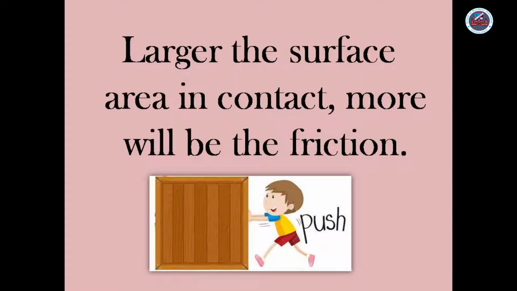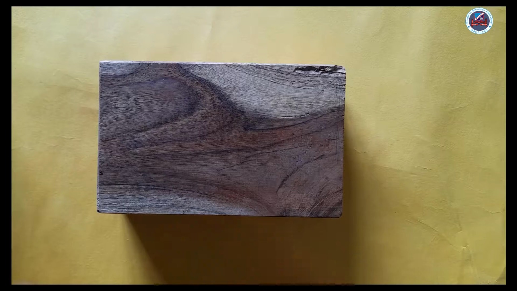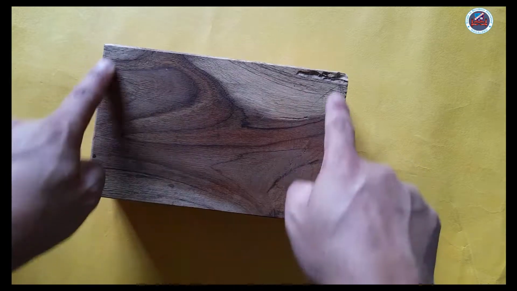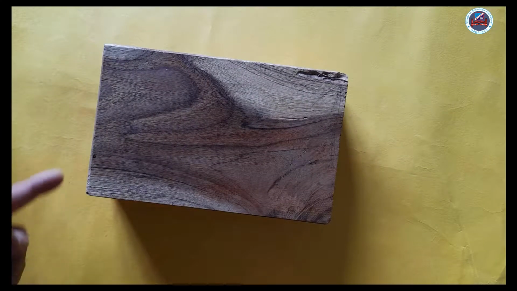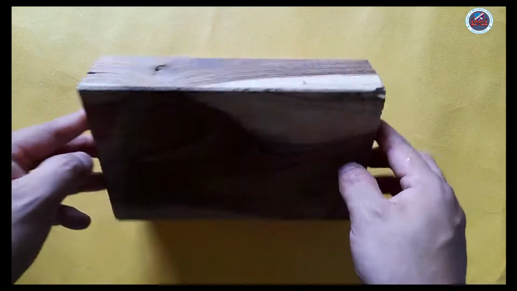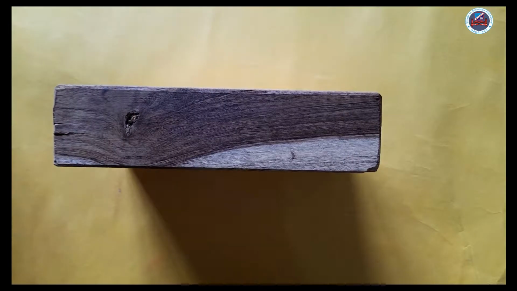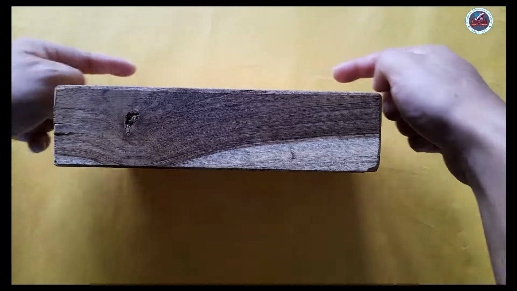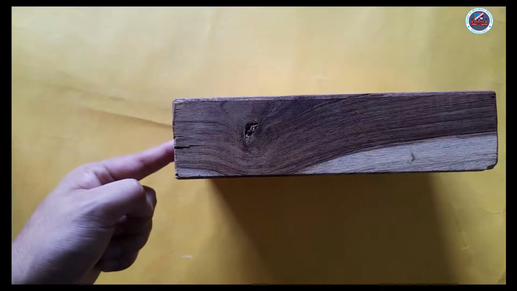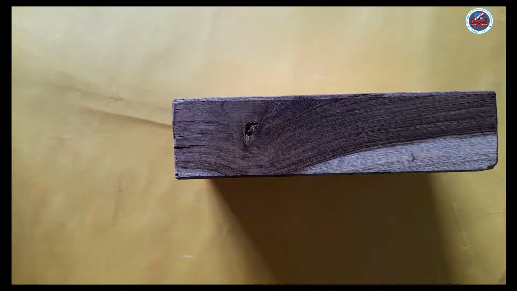The other factor that changes the amount of friction is the surface area. As of now, the surface area in contact with the surface is big. So this means the amount of friction will be more. Now if I change the surface area, the surface area in contact with the surface is less. So the amount of friction will be less.